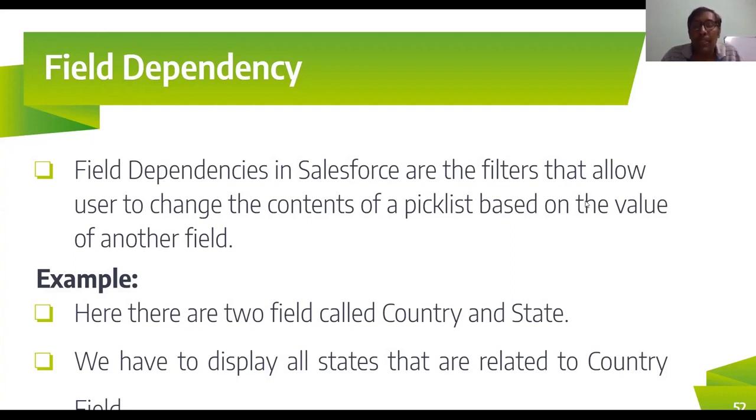Field dependencies in Salesforce are filters that allow the user to change the content of the picklist based on the value of another field. For example, when I select Bangalore, automatically the list of Bangalore places, whatever details have been given, should be listed there. From there, I can select Madiwala, Bommanahalli, Tippasandra, or Indiranagar. Those places will be displayed only with respect to Bangalore.